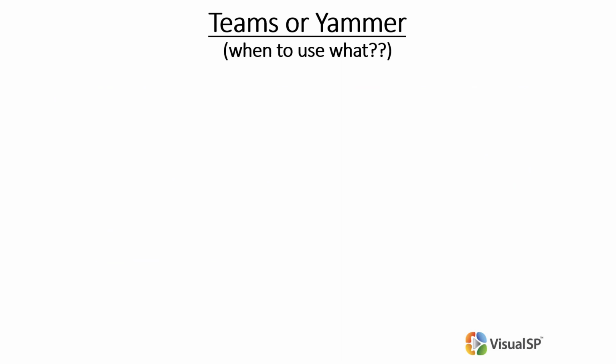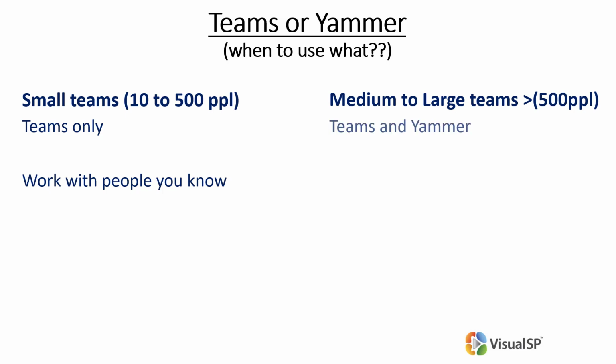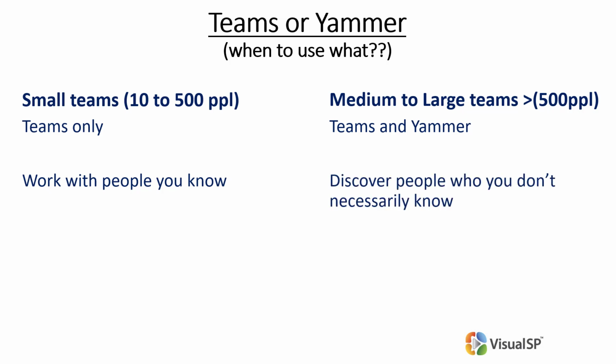So then the question becomes, once again, Teams or Yammer, when to use what? Well, here's my take on it. Small teams, 10 to 500 people, you want to use Teams only, and you can work with people you know very easily. If it's medium to large teams, greater than 500 people, you can use Teams and Yammer. You don't have to do Teams or Yammer. You can use Teams and Yammer because they are definitely better together. And then you can discover people you don't know necessarily also using Yammer, because now you're doing enterprise social.